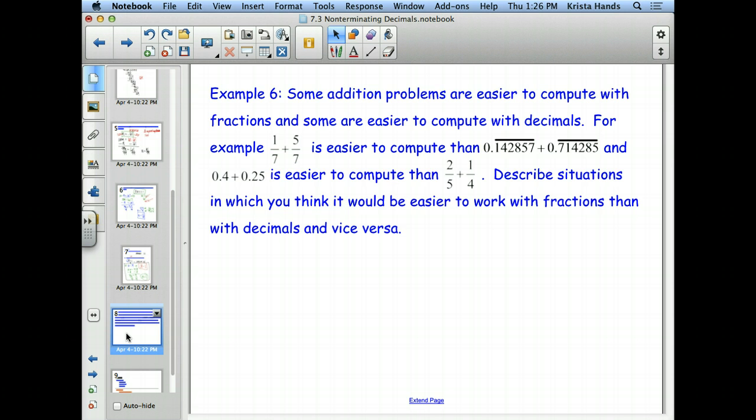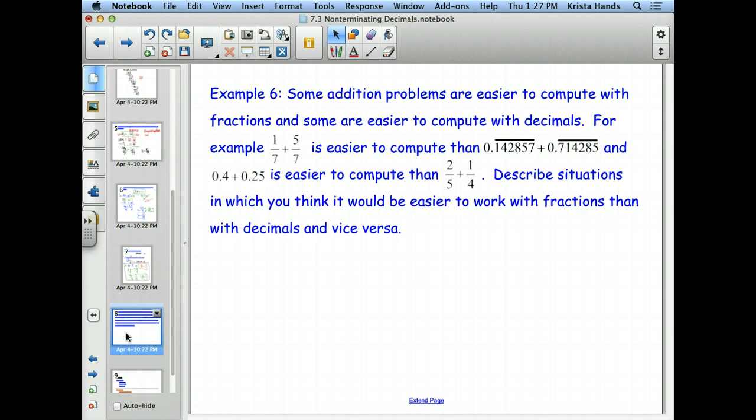But I don't really think you want to add it with the repeatings the way that they are, do you? No. It's not friendly at all, right? No, not friendly. But then if we have numbers like this one, 0.4 and 0.25, well, I'd like to add those in decimal form just fine. That one's easier to work with than 2/5 plus 1/4, which are the equivalent fractions, right? 0.4 is 2/5 and 0.25 is 1/4. It's not difficult to work with in fraction form, but it's easier to work with in decimals.